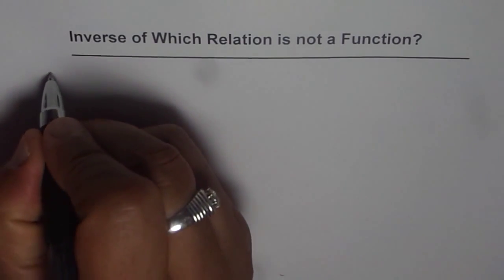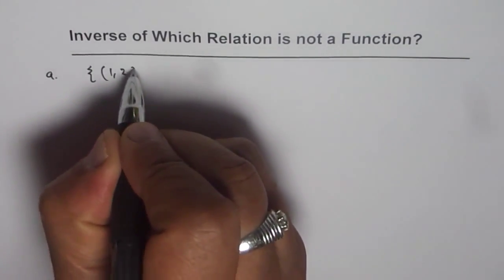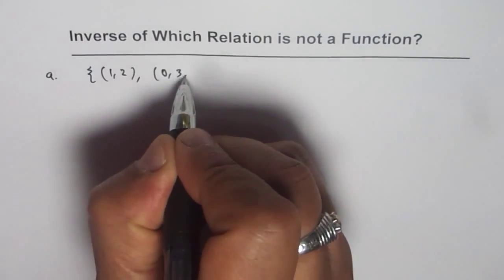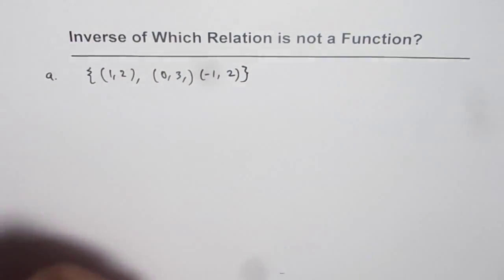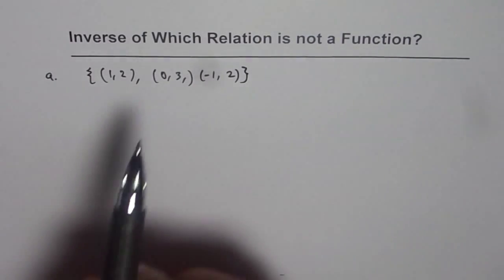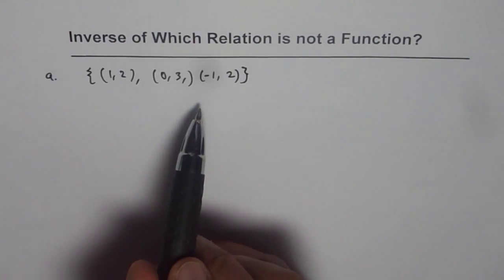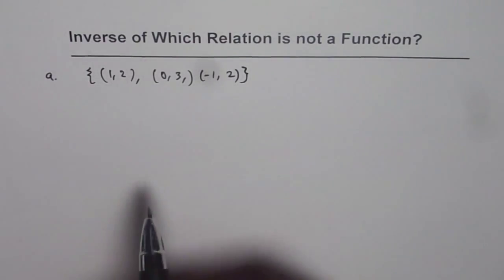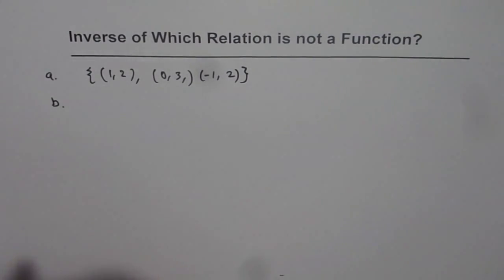So let's start with the first relation A as something like this: (1, 2), (0, 3), (-1, 2). You have to figure out whether the inverse of this relation is a function or not. If it is not a function, then that is your choice. Now you can have many choices as in this set.